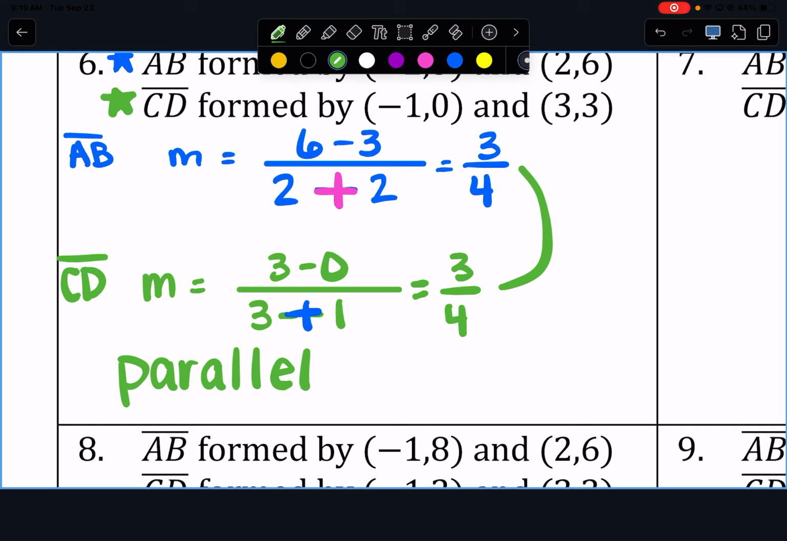Somebody asked earlier if they could abbreviate that. You can use the symbol, which is just two parallel lines. You can do that.